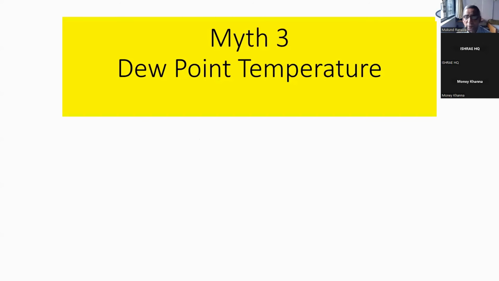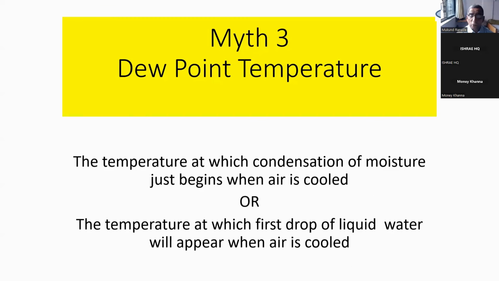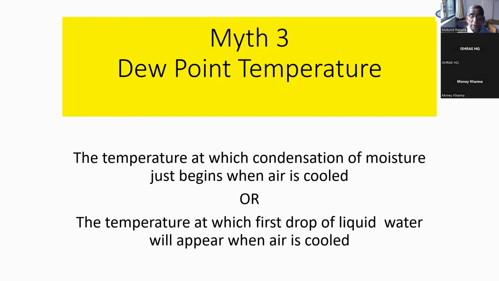Let us go to the third myth, which is dew point temperature. Many people take the dew point temperature as the temperature at which condensation of moisture just begins. That means we are cooling the air, and when the first drop comes out, that is the temperature many people call the dew point temperature.